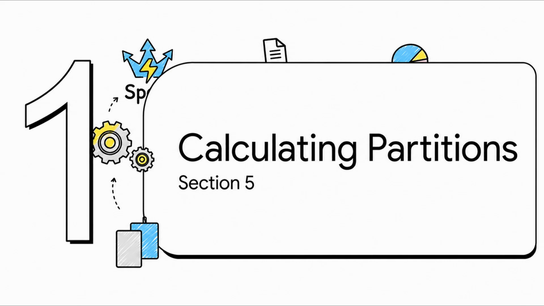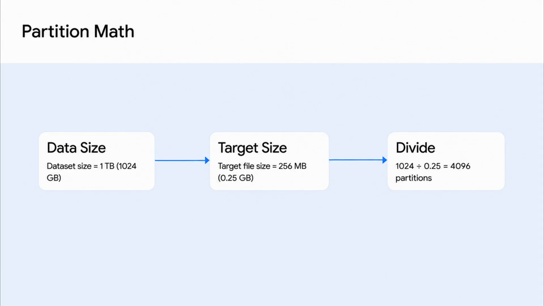Okay, let's get into section 5, calculating exact partition numbers. You know, it's one thing to say you'll just reduce partitions, but it's a whole other flex to mathematically prove to an interviewer that you know exactly what number to use. Here is a super practical heuristic. The formula is actually really simple. Total data size divided by your target file size.